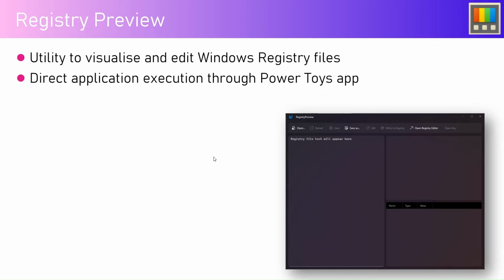Now, what is Registry Preview? Registry Preview is an application which allows you to view Windows registry files. The direct application execution is through the PowerToys app. So there is no direct shortcut, but you need to go into the PowerToys tool application and then execute this Registry Preview application. Let me show you in action.